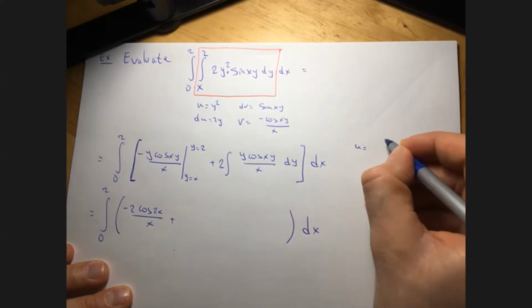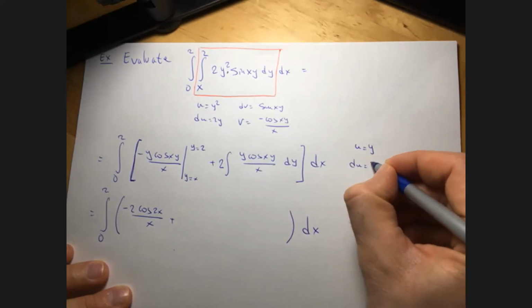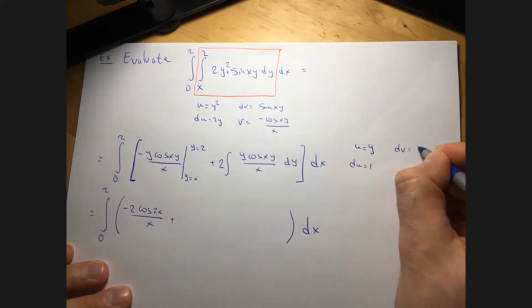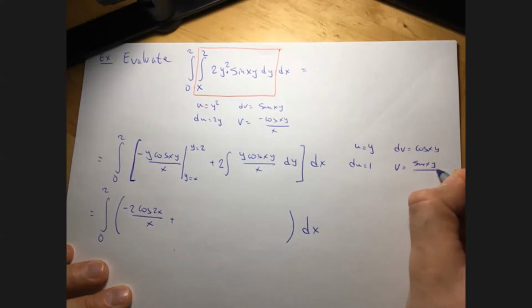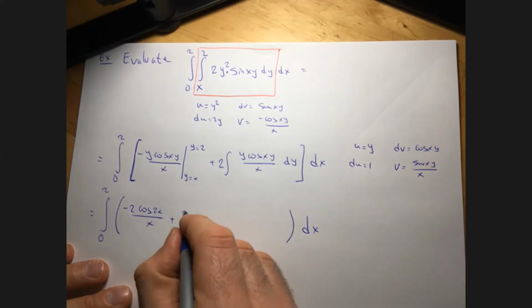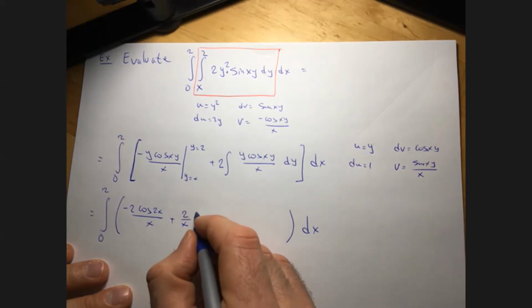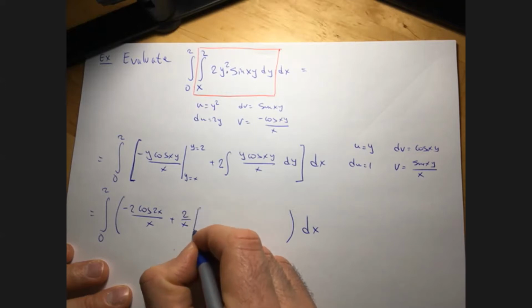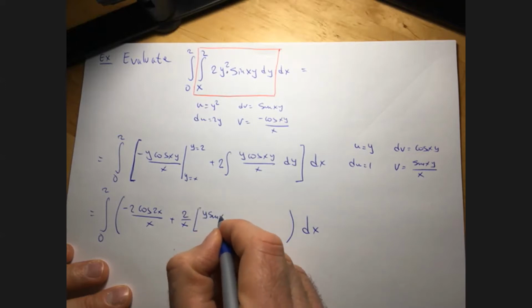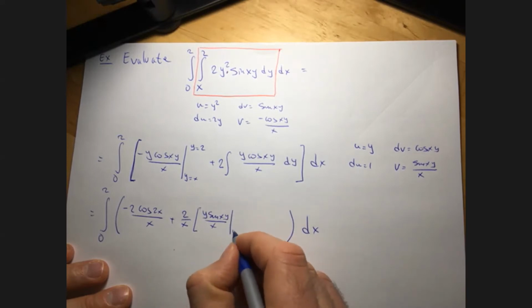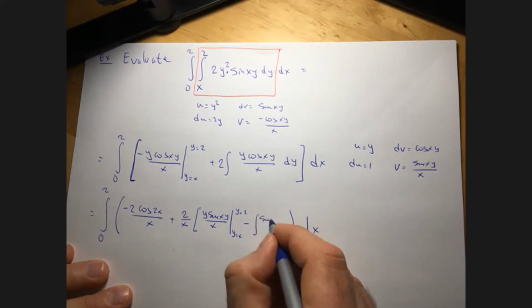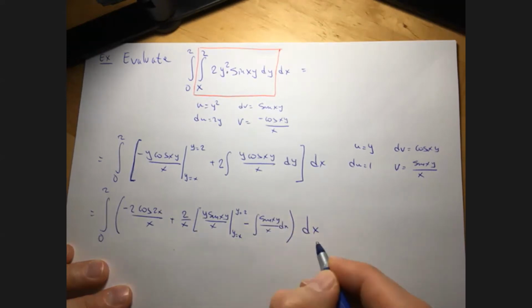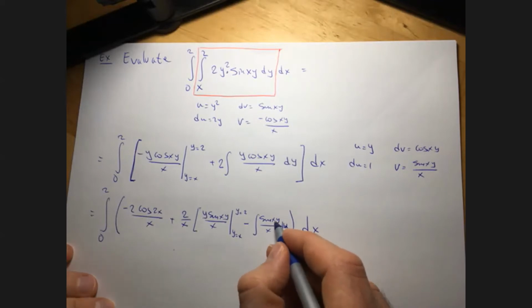So here u is equal to y, du is equal to 1, dv is equal to cosine of xy, v is equal to sine of xy over x. So plus 2 over x times y sine of xy over x evaluated when y is x and when y is 2, minus the integral of sine of xy over x dy. And then I have to find another integral right here.